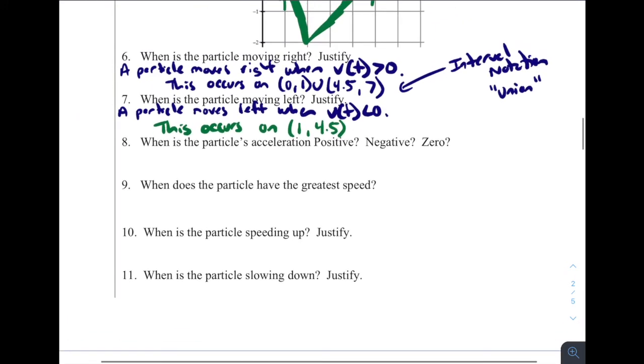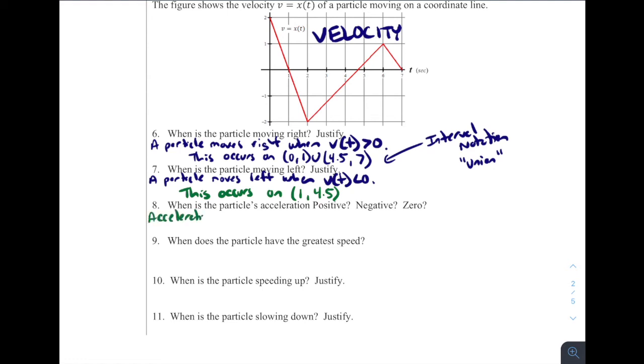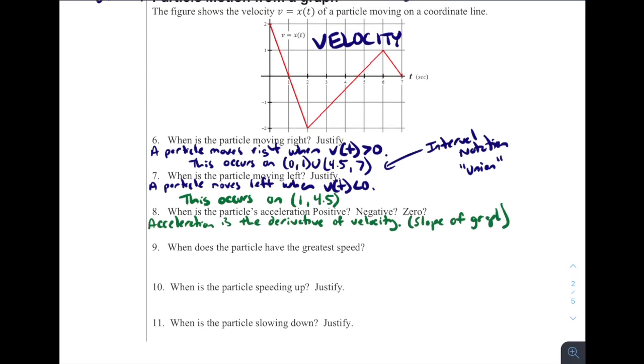When is this particle's acceleration positive, negative, or 0? So I'm going to erase the colors that I have on here. So we'll go back to our original graph. We know that acceleration is the derivative of the velocity. In this case, it's going to be the slope of the graph. So if I have a velocity function and I want the acceleration, since we know the acceleration is the derivative, it's going to be the slope at any given point on this function.